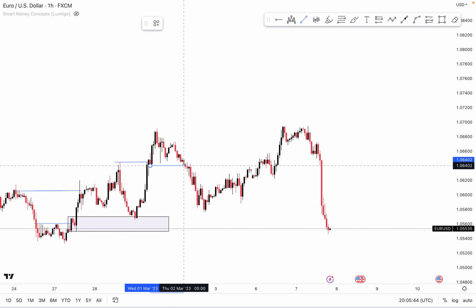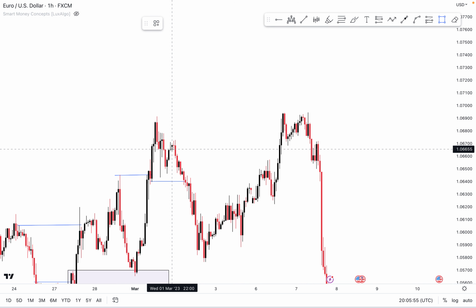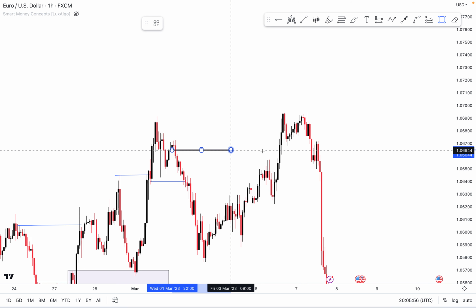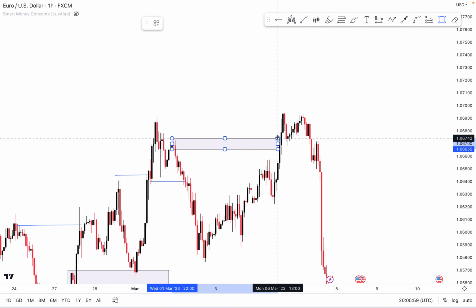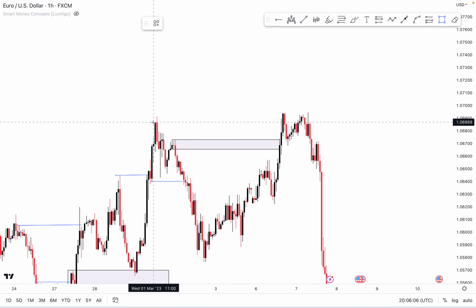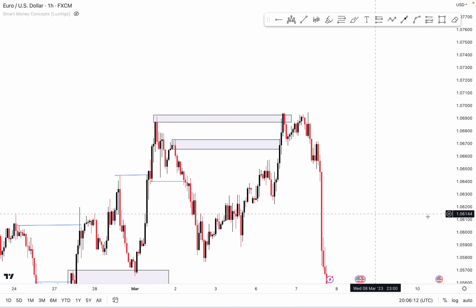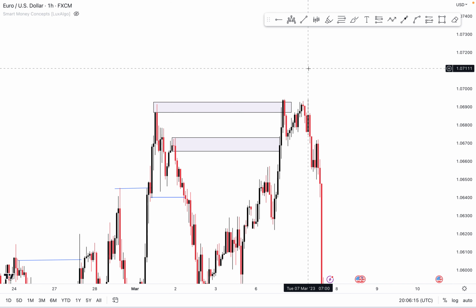Now, what happened here? We have a break in structure. We have a change in character here, leaving us with what behind? A supply zone that got violated. But there was another supply zone, an extreme order block, extreme supply zone that was up here. Price swept all the liquidity that was sleeping above there.